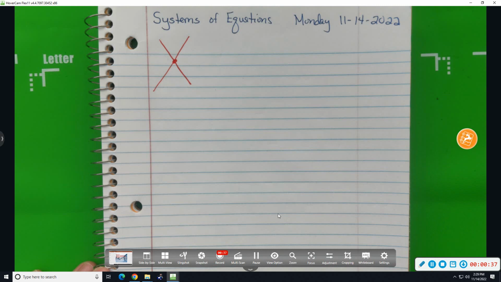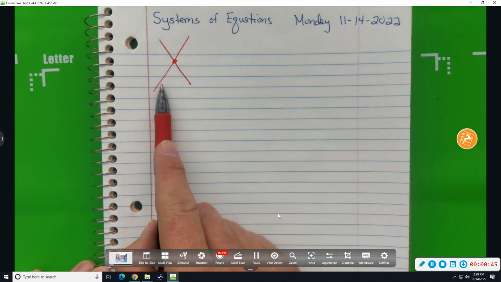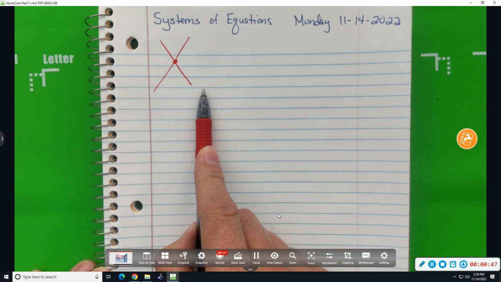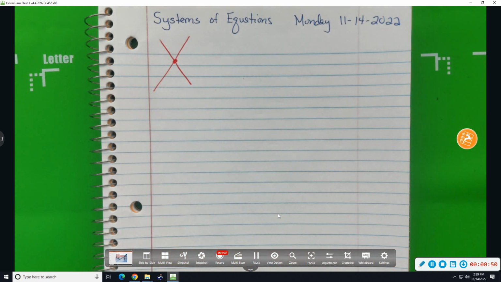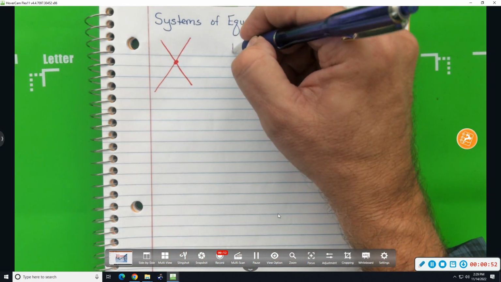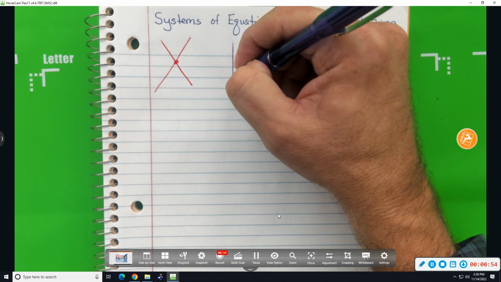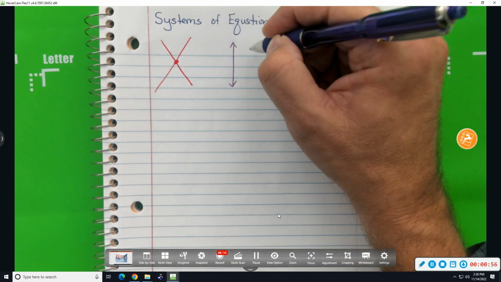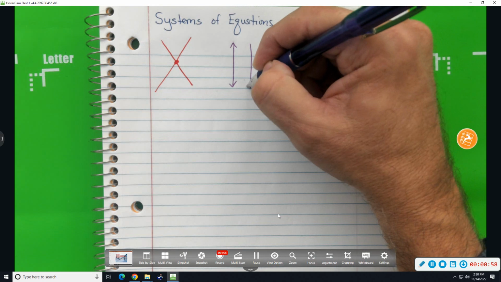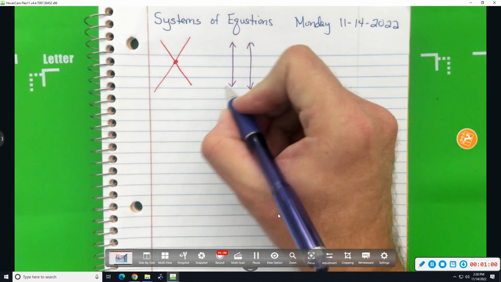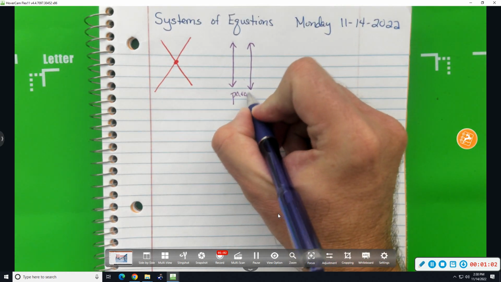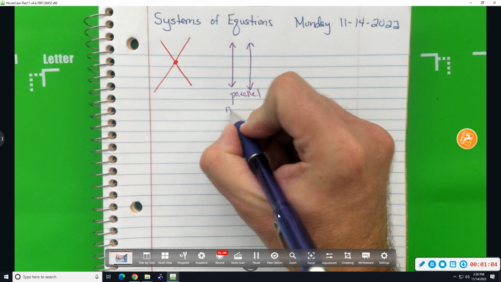Would it be possible to draw two lines and they intersect in exactly 3 points? Well, no. Either the two lines are going to intersect in 1 point, or what do you call two lines that never intersect? Do y'all remember that terminology from geometry? Two lines that never intersect. Start with a P. Parallel. Parallel lines never intersect.